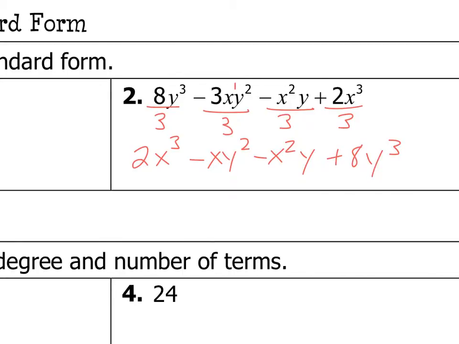Now, if you had one like this, I wouldn't really take any points off. As long as you remember that this one should be last, then you'd be okay, because all of them have a degree of 3.